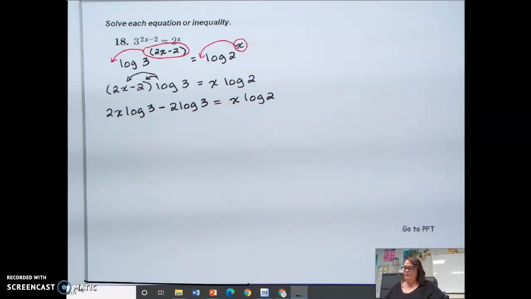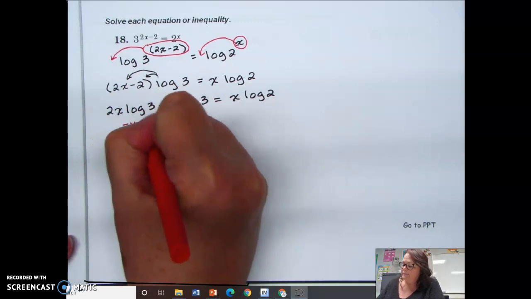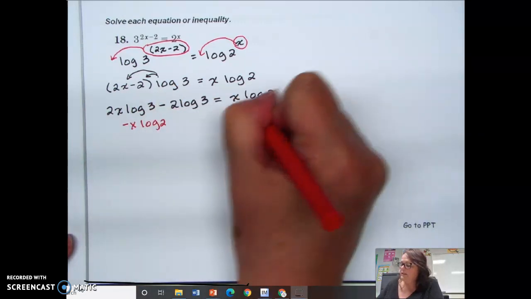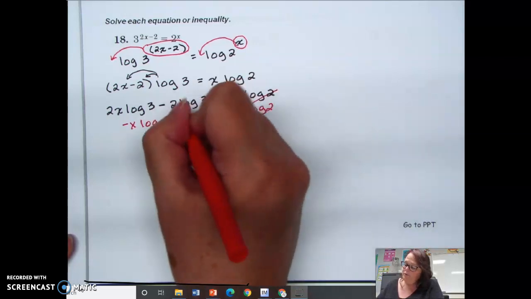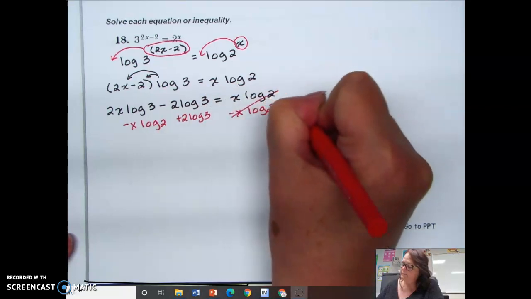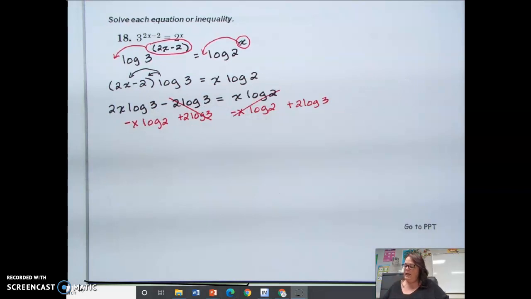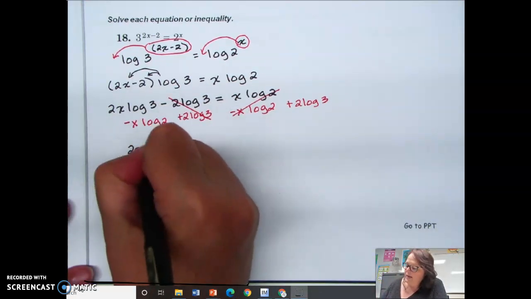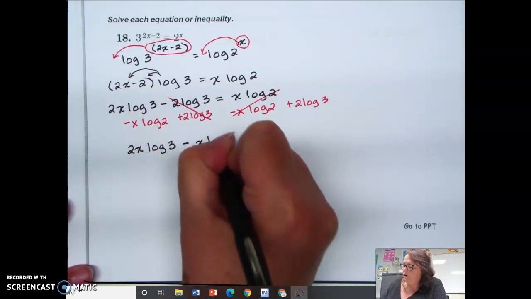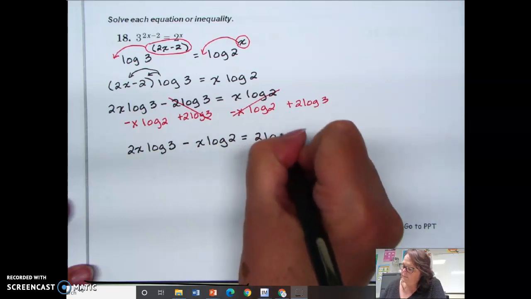So now that it's simplified, I'm going to move this x log of 2 over here, so that these cancel. And then I'm going to move this one by adding 2 log of 3 to both sides, so that these two cancel. And so that means that I have 2x log of 3 minus x log of 2 is equal to 2 log of 3.